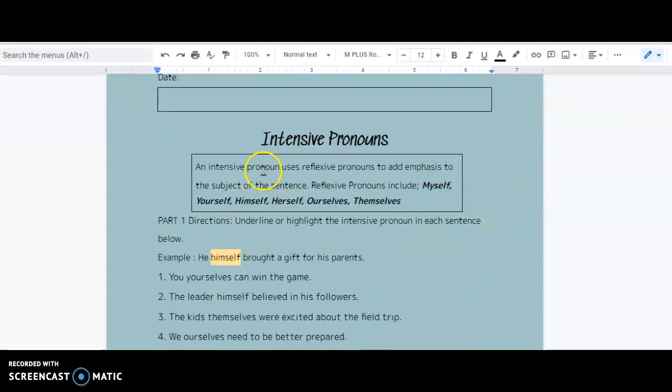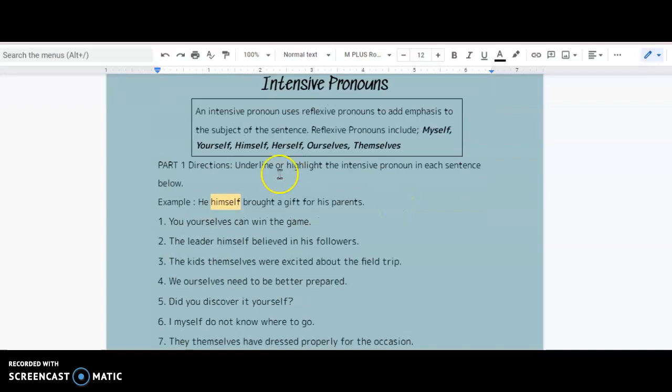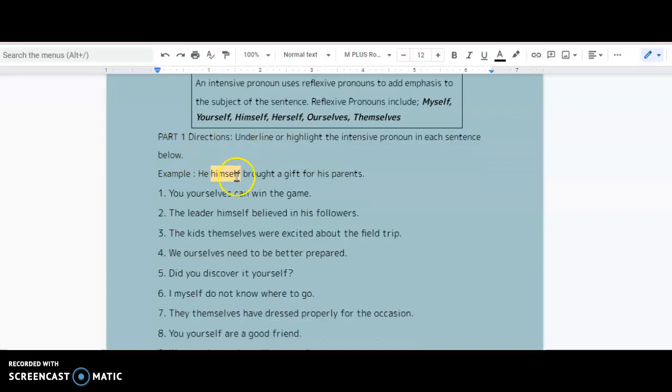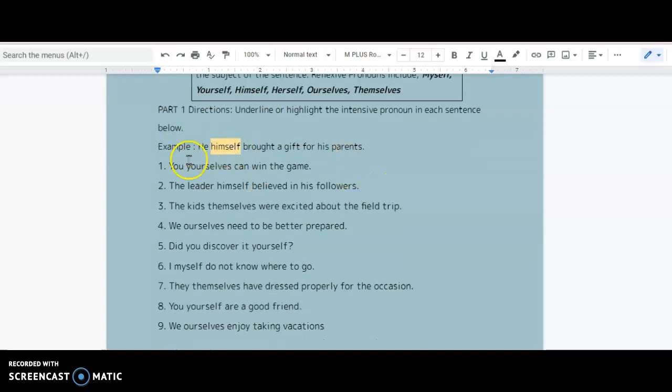An intensive pronoun uses reflexive pronouns, like I said, the same words, to add emphasis to the subject of the sentence, right? So they are the same words: myself, herself, himself, herself, ourselves, themselves. It says underline or highlight the intensive pronoun in each sentence below. Look at the example I did. He himself brought a gift for his parents.